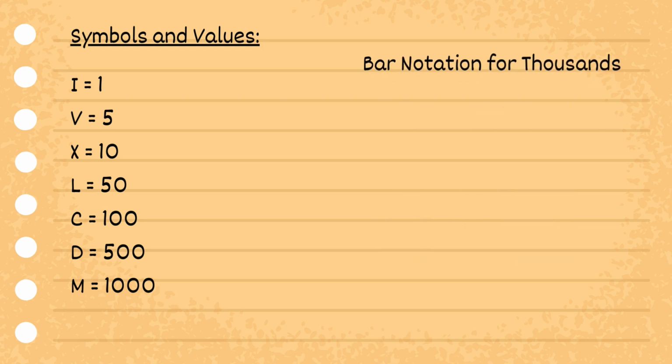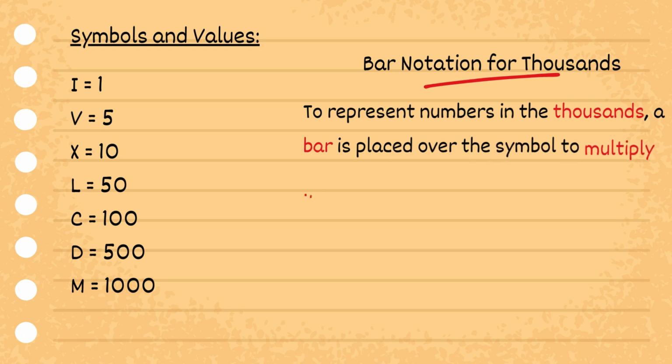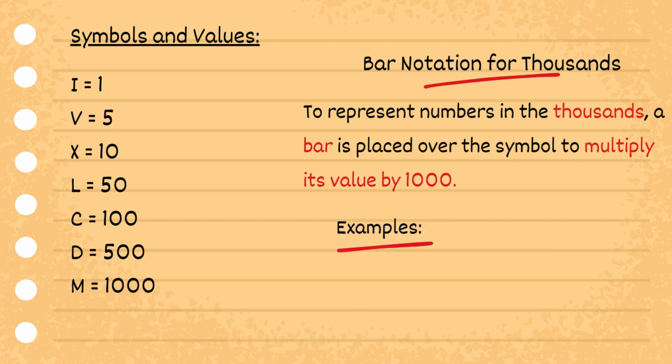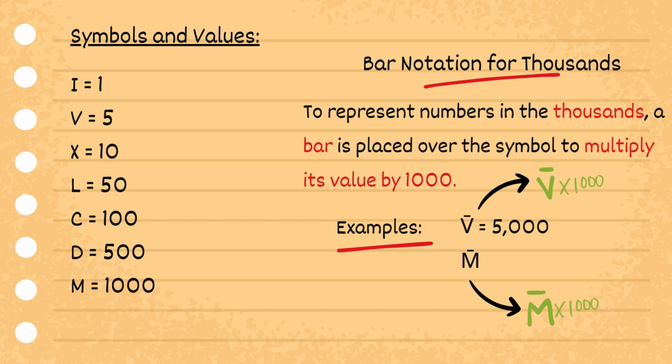Bar notation for thousands. To represent numbers in the thousands, a bar is placed over the symbol to multiply its value by 1000. Examples. V, with a bar placed over the symbol, represents 5000. Similarly, M, with a bar placed over the symbol, represents 10 lakhs, or we can say 1 million.